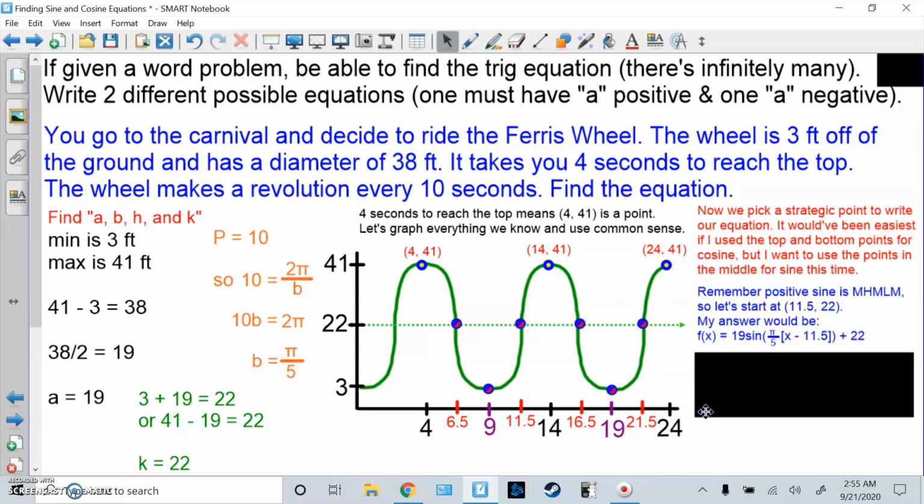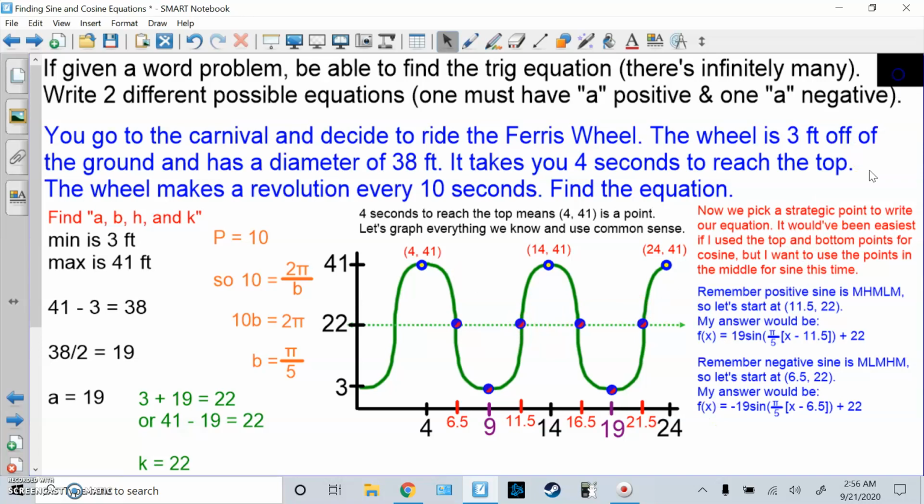If you want to do a negative sine, you flip the L's and H's. So instead of middle, high, it's now going to be middle, low. So middle, low, middle, high, middle. So now I can use this first point. Middle, low, mid, high, middle. So 6.5, 22 are my points.